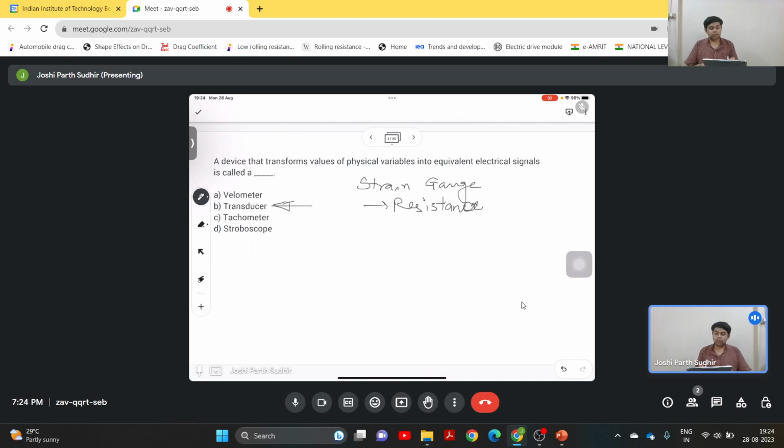The other example is of piezoelectric materials, where depending on the pressure that is applied between opposite surfaces, opposite charges, like positive and negative charges, get accumulated over the two ends, so that causes some voltage to be generated. So basically pressure or force is converted into an equivalent electrical voltage.